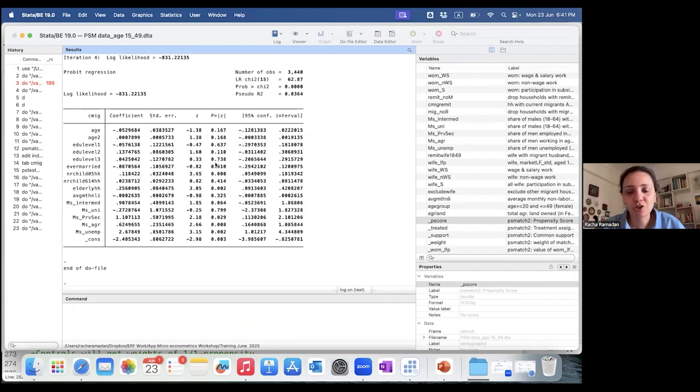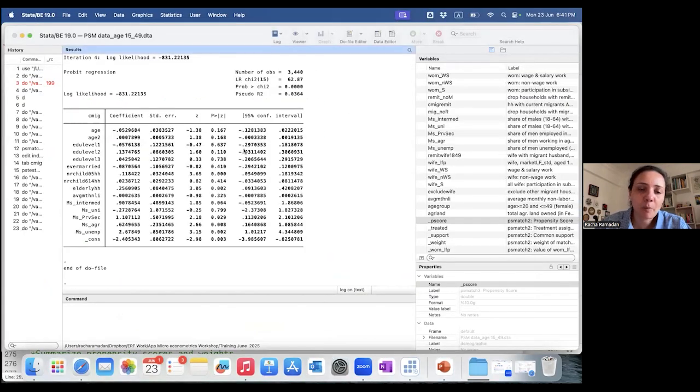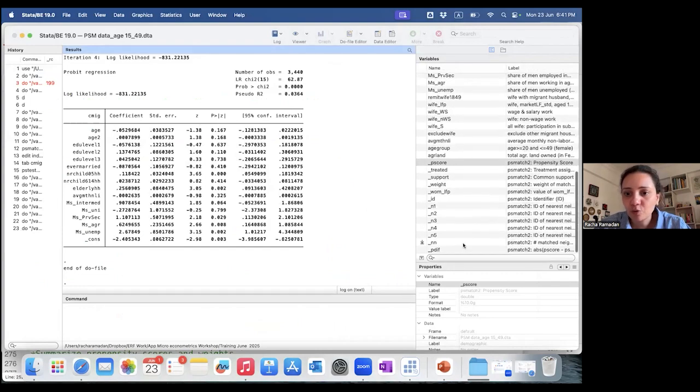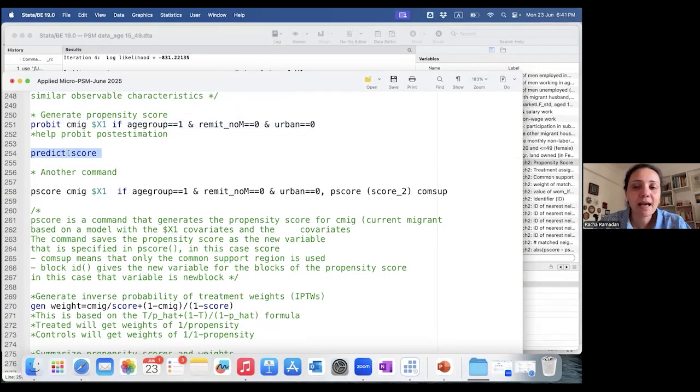As I mentioned, we can change the variables. We can include other variables based on the literature and on the table. Okay, second step. I estimated the probit model, but you see that we don't have the p-score yet. So I will predict the p-score. That is the probability of having a migrant, which is, in other words, the probability of being treated given your characteristics. And I will run it.